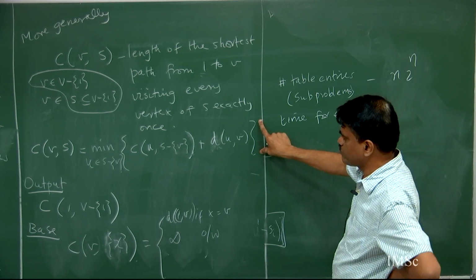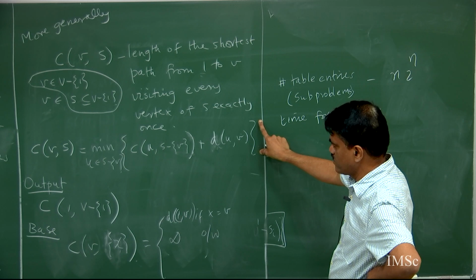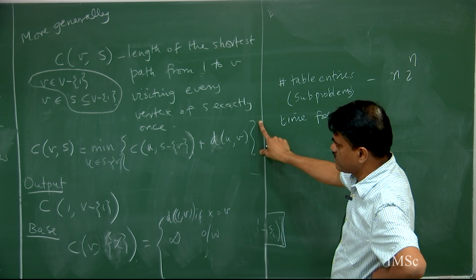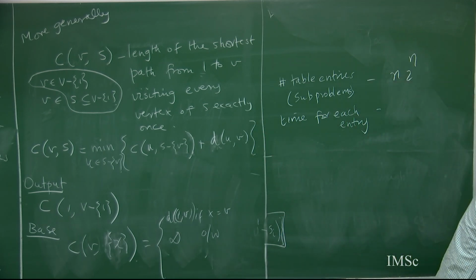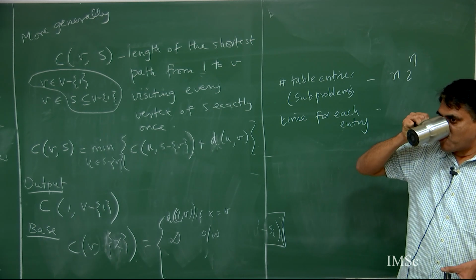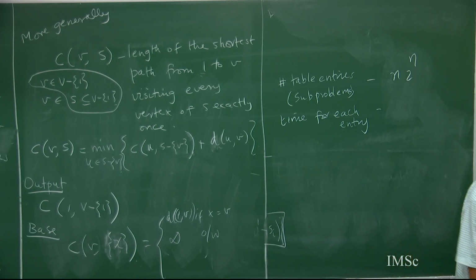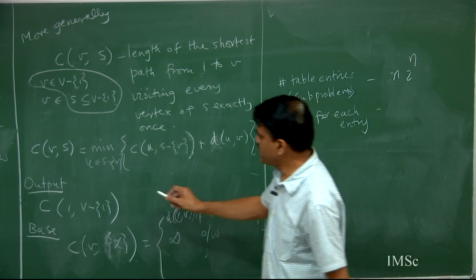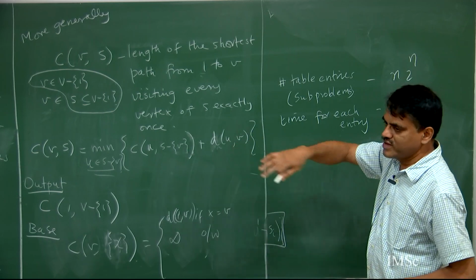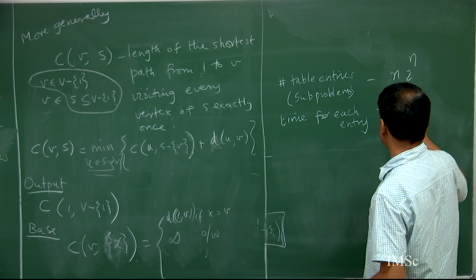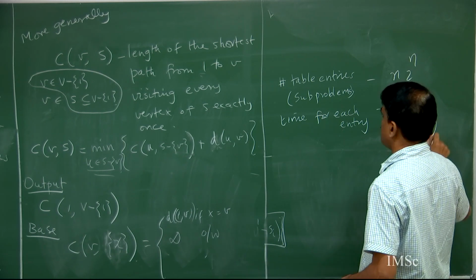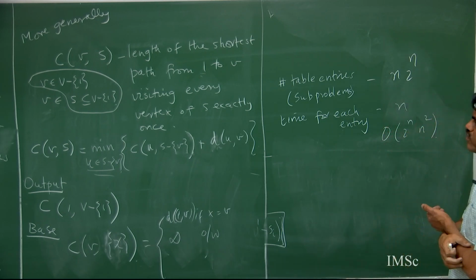To compute one entry, how much time do you need? The complete graph. No, it's a min over some n quantities, right? Yeah, this is all in the table. That's the whole point, right? So, it's n. So, overall it's 2 power n times n square, improving from brute force.